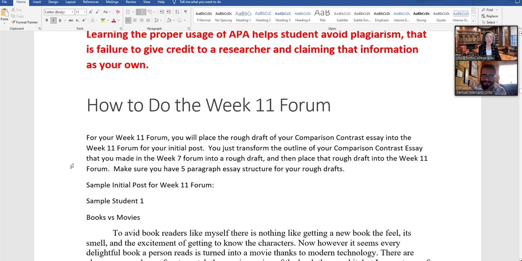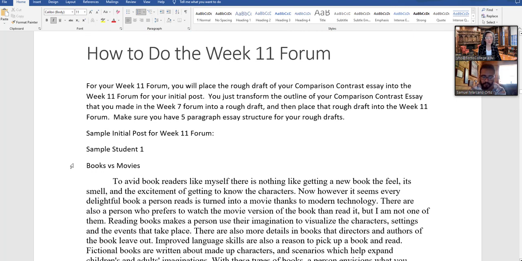And anyway, so now getting on to the week 11 forum. What I'm going to do is post that plagiarism article in the week 11 forum, and then you'll see for yourself. This is what happens when you don't use your proper APA. Anyway, for your week 11 forum, that's where you're going to place your rough draft of your comparison contrast essay. Some people got confused and posted their rough draft of their comparison contrast essay in the week 9 forum, which they weren't supposed to do.